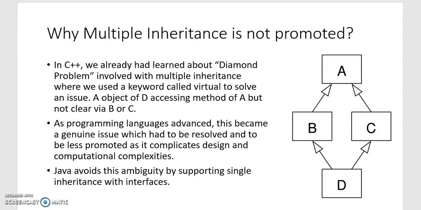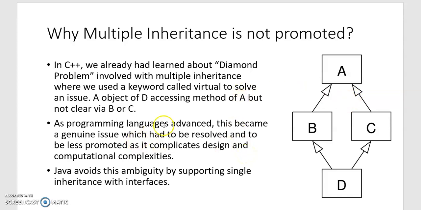This multiple inheritance issue is primarily related to the problem that we had already discussed in C++. If you remember, we had discussed a topic called the diamond problem, which basically involved multiple inheritance. Suppose you have classes B and C, and a class D which is inheriting from B and C, but B and C themselves inherit from A. Now, if D wants to access a method in A, it will lead to confusion whether it should go through B or through C, which was the diamond problem that we had learned there.